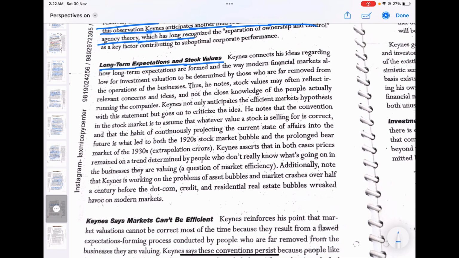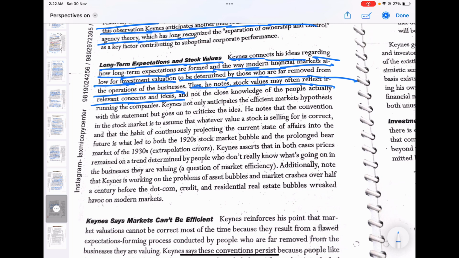Okay, long term expectations and stock values. Keynes connects his ideas regarding how long term expectations are formed and the way modern financial markets allow for investment valuation to be determined by those who are far removed from the operations of the business. Thus, he notes stock value may often reflect irrelevant concerns and ideas, and not the close knowledge of the people actually running the companies.